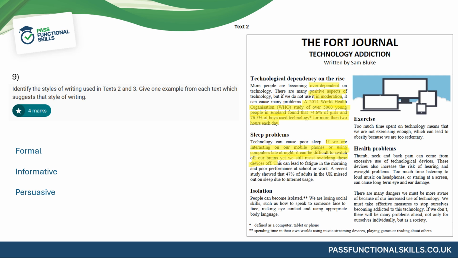And we can also say that this text is persuasive as well because it is very negative towards technology. It's talking about all of the problems that we can get by spending too much time on technology. A particularly persuasive sentence would be in the conclusion here: we must take effective measures to stop ourselves becoming addicted to this technology. So really trying to persuade the reader there that they need to stop using so much technology. So 3 potential styles for text 2 there.